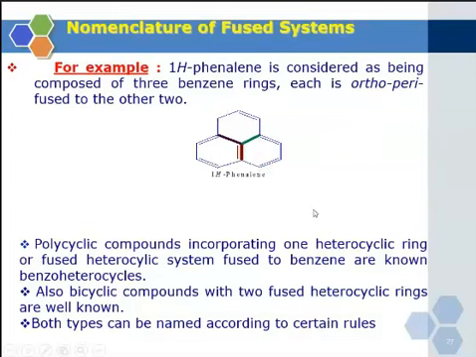Such types of rings are in general found in polycyclic compounds, and in polycyclic compounds incorporating one heterocyclic ring or fused heterocyclic ring, when the heterocyclic system is fused to benzene, we will get an ortho-peri-fused structure called a benzoheterocycle. Also, bicyclic compounds with two fused heterocyclic rings are also quite well known. Both types can be named according to certain rules.